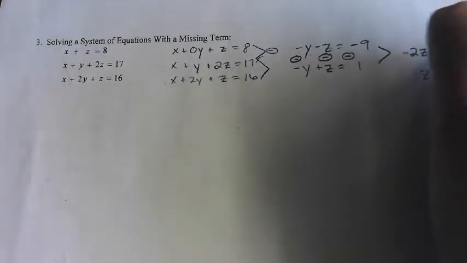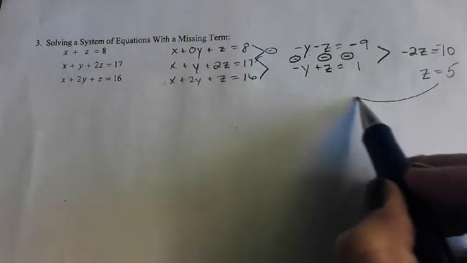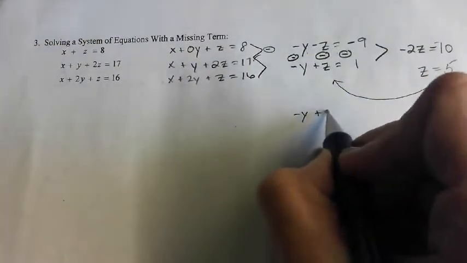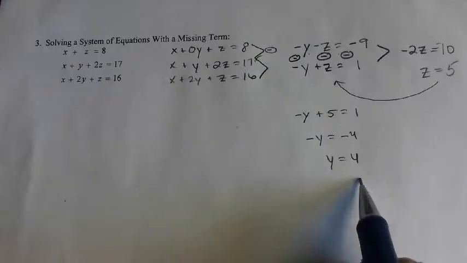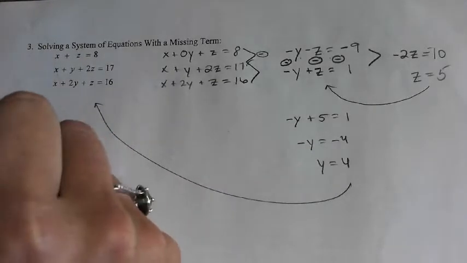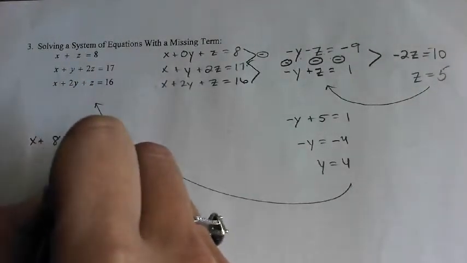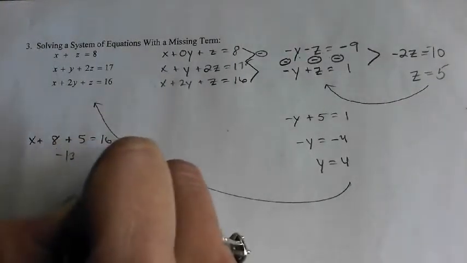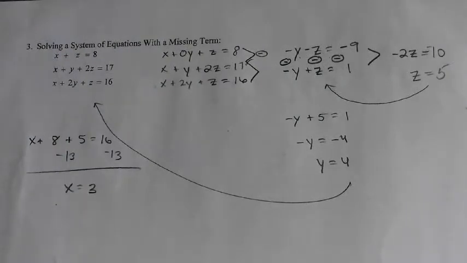Z equals 5. Go back. Negative y plus 5 equals 1. Negative y equals negative 4. Y equals 4. Go back. X plus 2 times y is going to be 8. 2 times 4, plus your z of 5. Subtract your 13 from both sides. X equals 3. I did notice that some people on your homework quiz did get whole numbers.